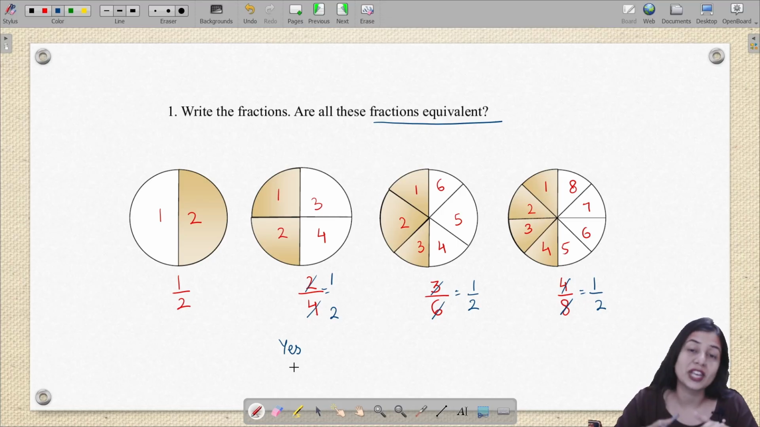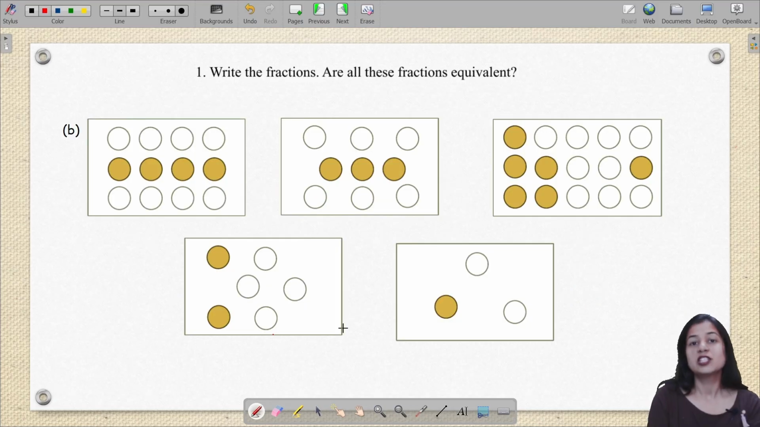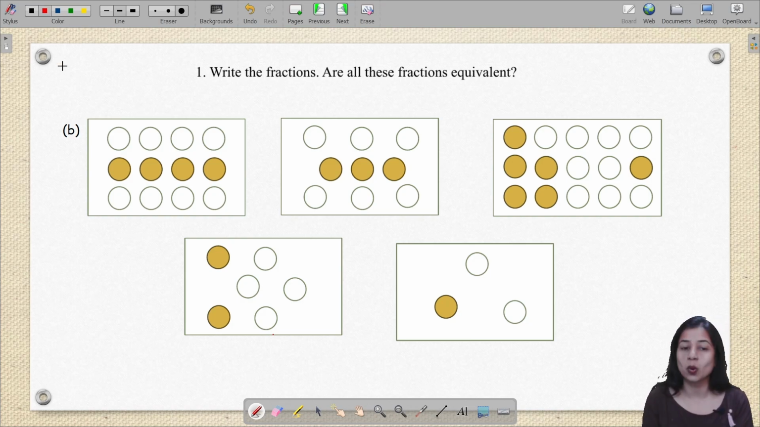Also, if we want to check them visually, if we overlap their shaded parts, if we put one over the other, they're going to exactly overlap each other. So from that also we can say they are equivalent fractions. Let's move ahead. So let's do the B part of the same question, where firstly we will write the fractions and then we'll check whether the fractions are equivalent or not.